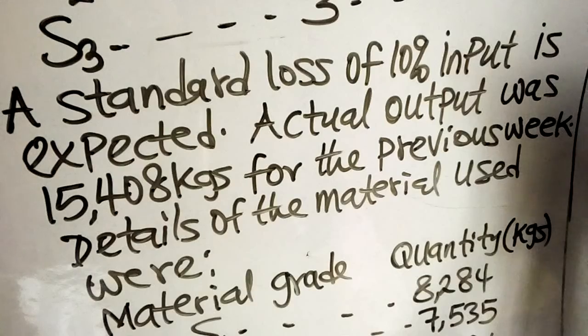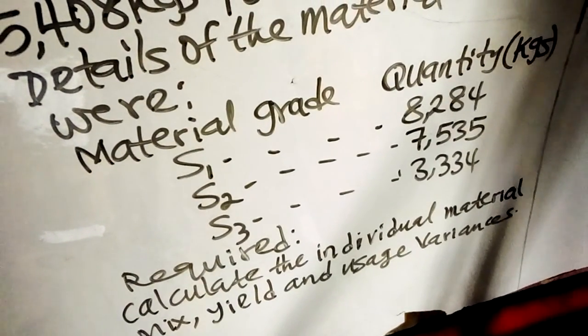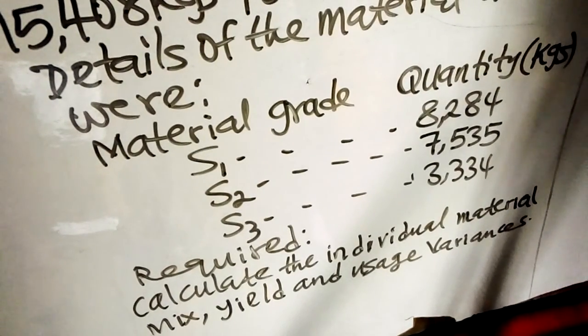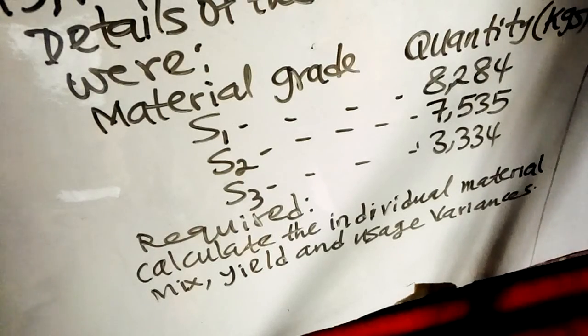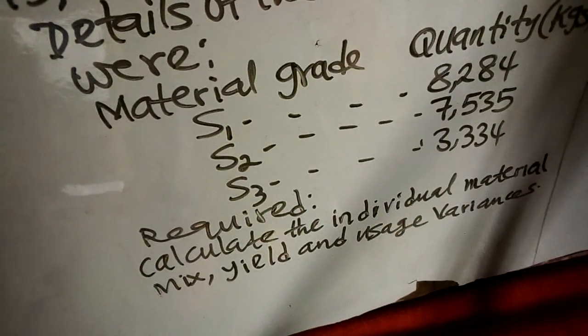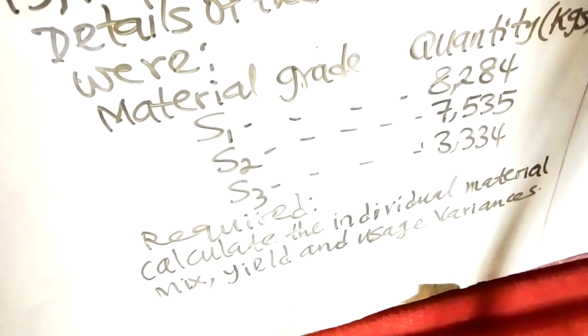Details of material used, where you have material grades S1, S2, S3: the quantities are 8,284, 7,535 and 3,334 kilograms. Calculate the individual material mix, yield and usage variances. So that is the question. You want to compute the mix, yield and the usage variance.